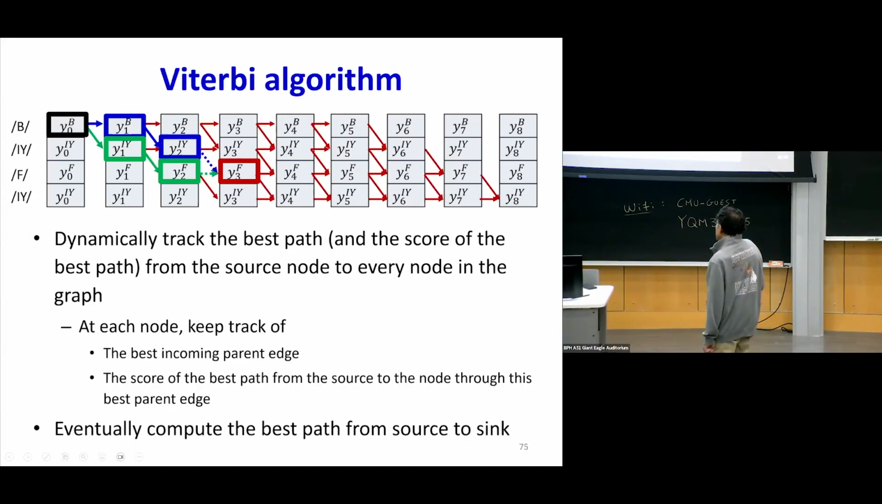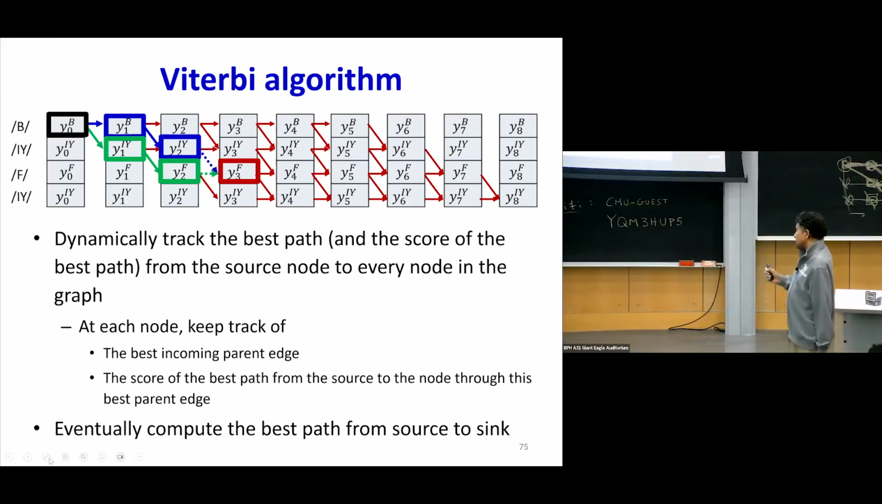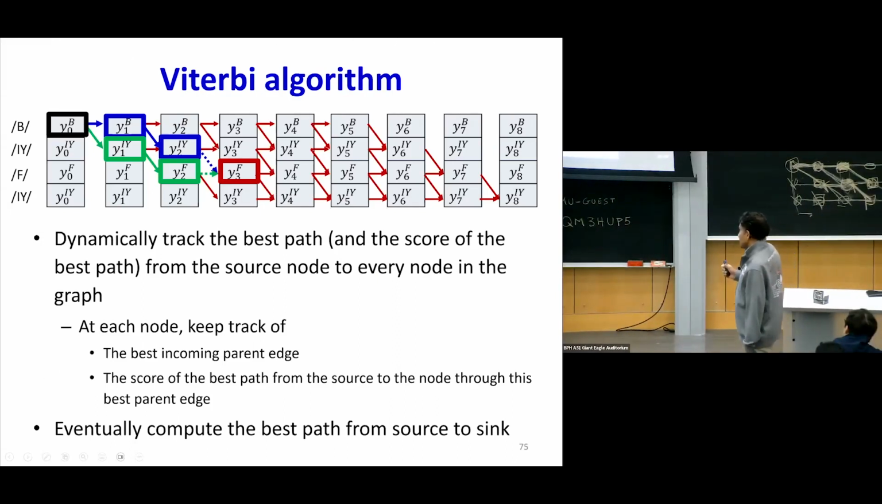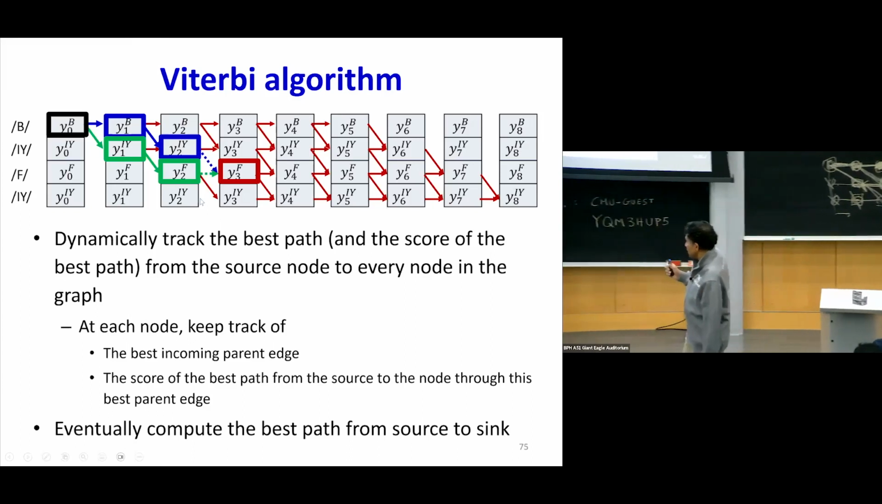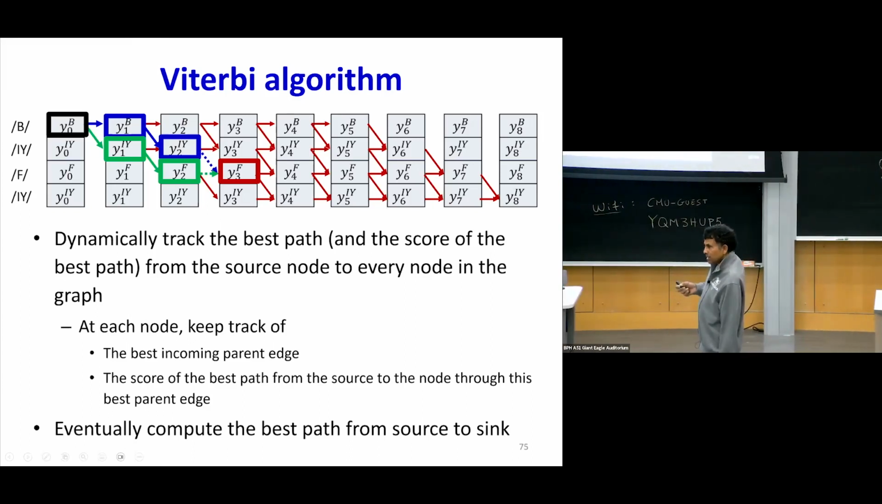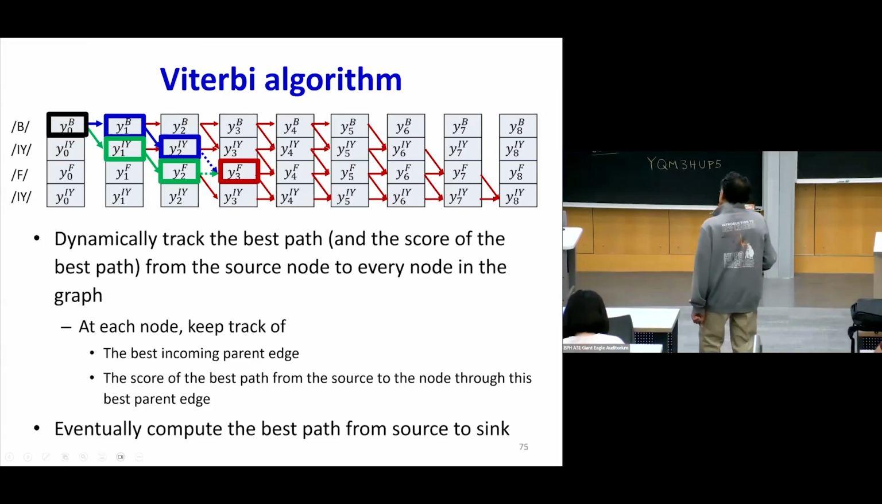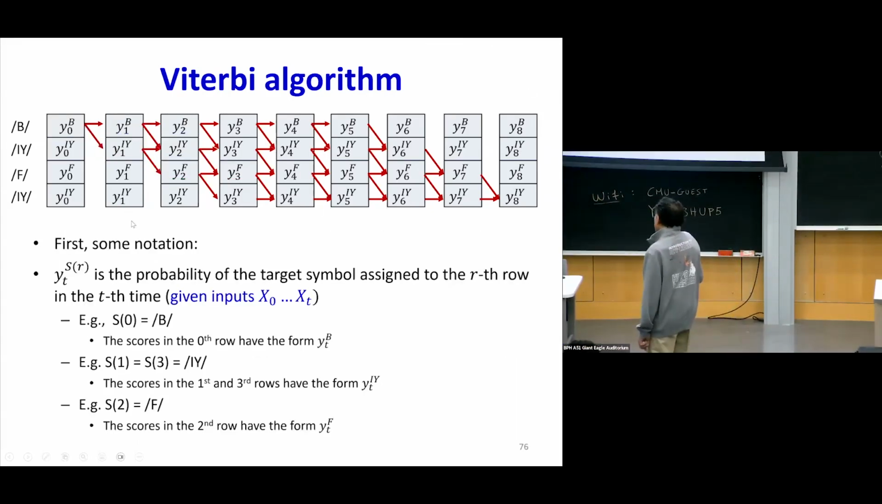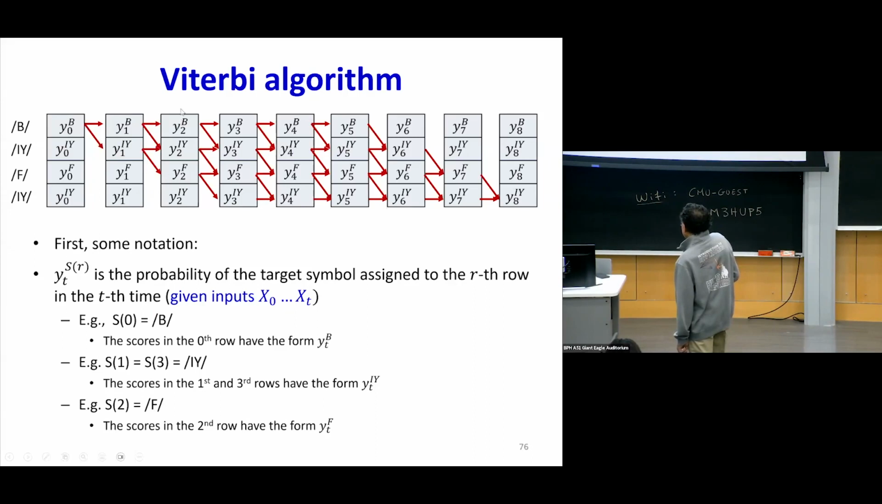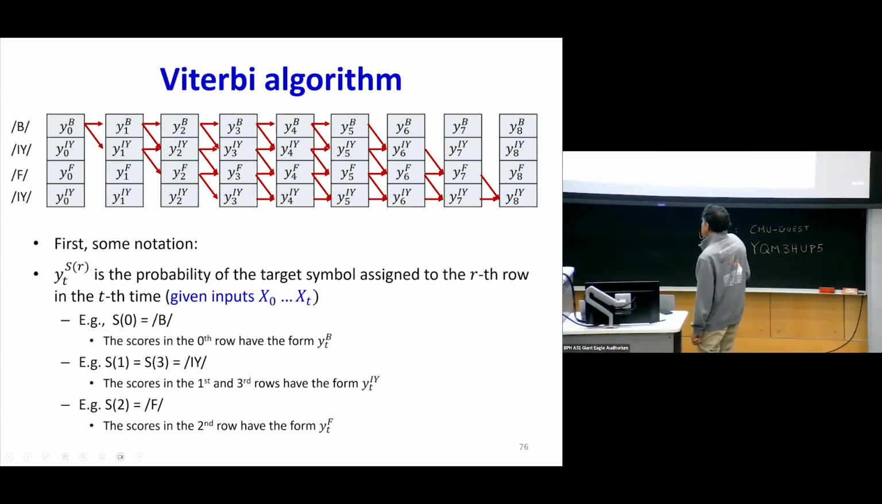So here's what you do. You dynamically track the best path and the score of the best path from source to every node in the graph. At each node, keep track of the best incoming parent and the score of the best path from the source to the node through this parent, and eventually compute the best path from the source to sink. So if that didn't make a lot of sense, we can look at this through a nice visual example.